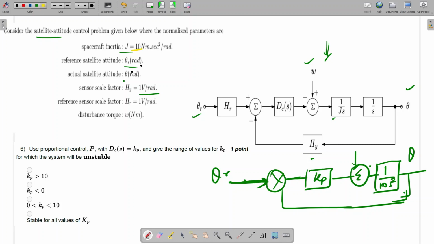Just, I have kept the value. See, J is equal to 10. So 1 by 10, into 1 by s, so 1 by 10 s square. So now the question is: the range of Kp for which our system is unstable.